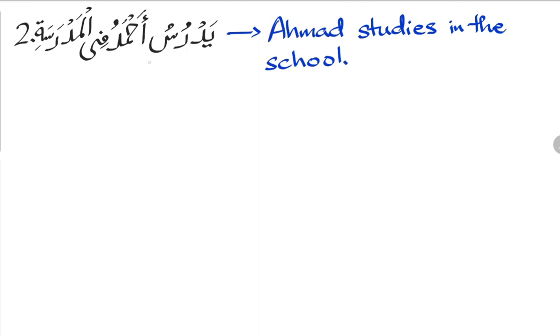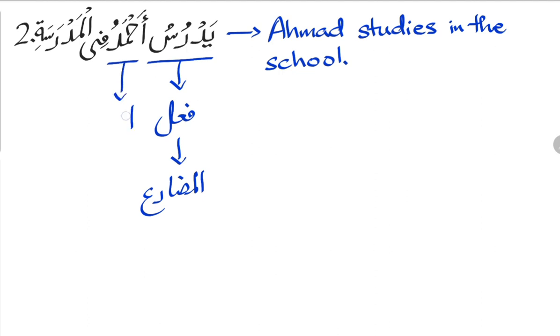Here the first word is yadrusu, which is a fi'l. And since it says studies, which is present tense, therefore it is al-mudari'. The second word is Ahmadu, which is an ism, because it's the name of a person. And likewise, the category of ism that it enjoys is mushtaq. The reason it is mushtaq is because it's derived from the word hamdun, which means to praise. Ahmad means the most praiseworthy.